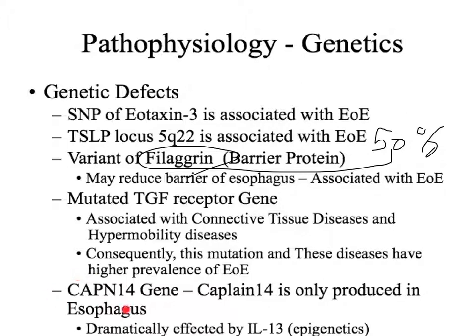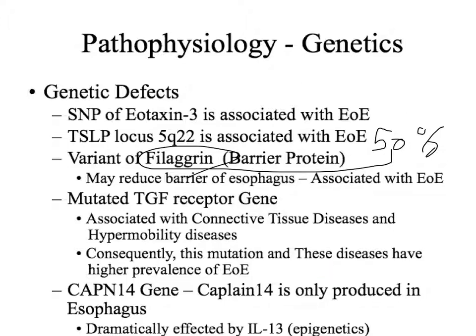So this CAPN14 gene, or the calpain-14 protein, was shown in one study to be a major susceptibility linkage, and its expression is dramatically induced by IL-13.